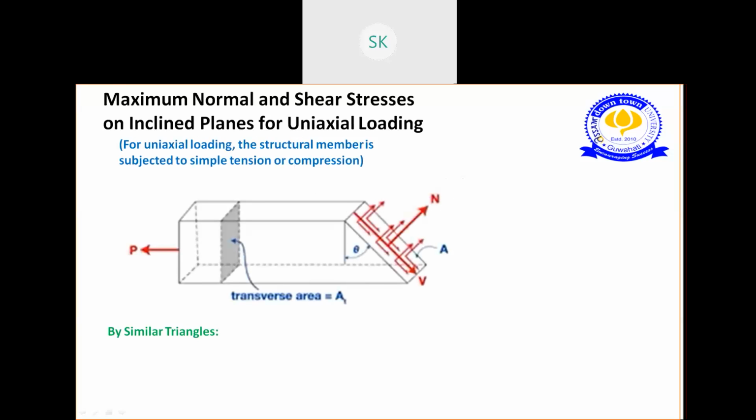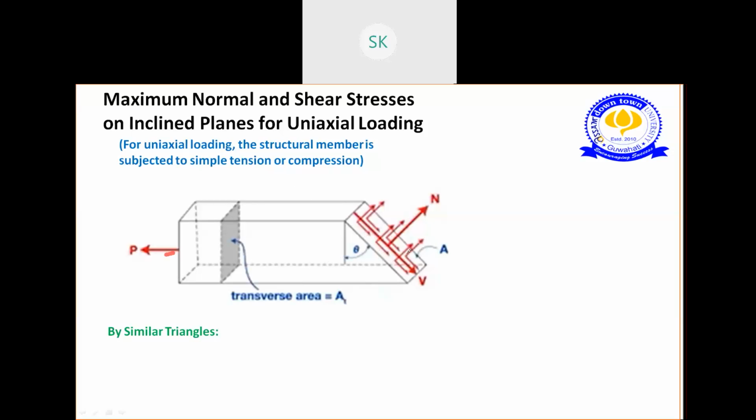So this is the geometrical figure. Suppose I have taken a section. Let me note. Okay, this is our geometrical figure, and the forces can be tension or compression. For uniaxial loading, the structural member can be subject to a simple tension or compression. And today we are going to find the maximum normal and shear stress on inclined planes for uniaxial loading. This is an inclined plane. Remember, this is the transverse cut. In the first class, we discussed the transverse cut and non-transverse cut. So a non-transverse cut can be taken as an inclined plane.